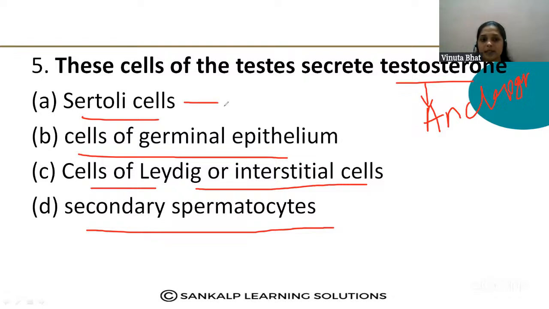Sertoli cells, they help for the nourishment of the sperms, but they are not producing the androgen. Cells of germinal epithelium, they undergo the meiotic division and form the spermatocytes, but they are not producing the androgens. And these spermatocytes, they form the sperms. They are not producing the hormones. They do not produce hormones. So option D is also a wrong answer. So the correct answer is cells of Leydig or interstitial cells, they produce the androgen. Is that the correct answer? Yes.